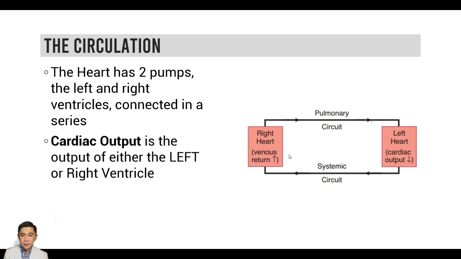Note that since both hearts are pumping at the same time, cardiac output is the same in the pulmonary circuit and the systemic circuit. So cardiac output is the output of either the left or the right ventricle.